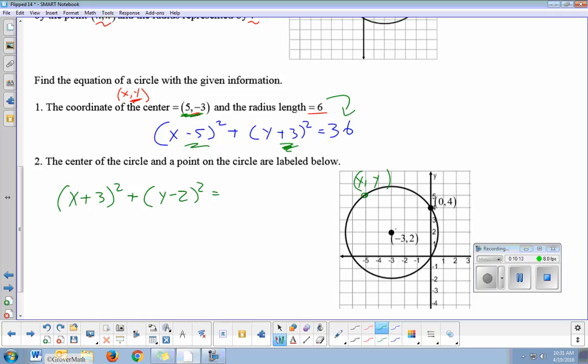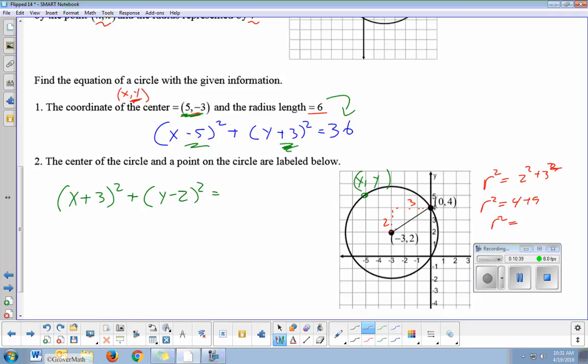So I have to figure out what the radius is. Now here I could do the distance formula, or I could do a little Pythagorean theorem. If I have the picture, I prefer Pythagorean theorem. If I don't have the picture, I do distance. Here I see this is 2. I see this is 3. So r squared equals 2 squared plus 3 squared. Whoops, this is squared. r squared equals 4 plus 9.